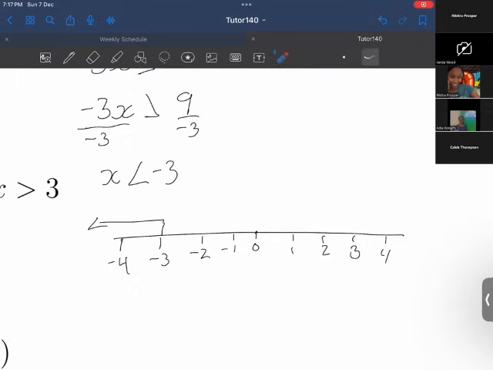Open circle. You have to pay attention to the inequality symbol they're using. When it's less than or greater than, you use an open circle. When it's less than or equal to or greater than or equal to, you use a closed circle. Okay, so since it's less than, you use an open circle and just label it x. So it's saying x is less than negative 3, and these are the values where x is less than negative 3.